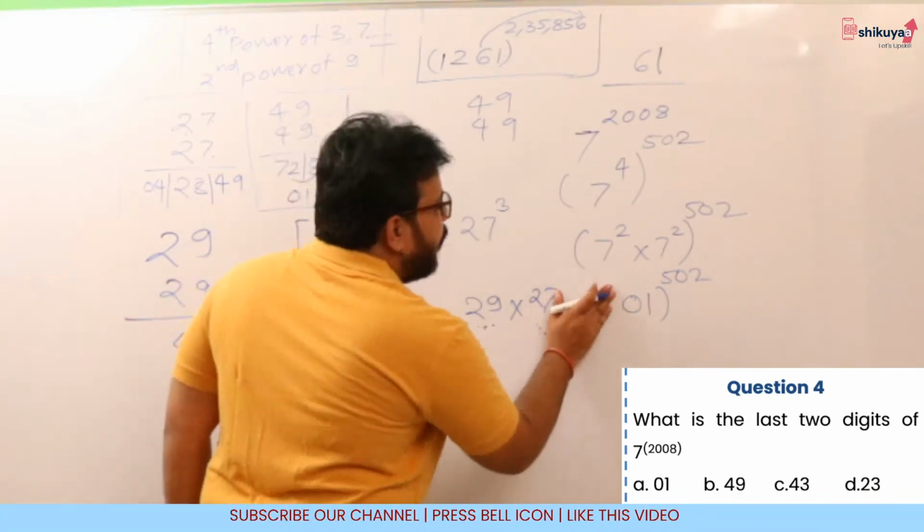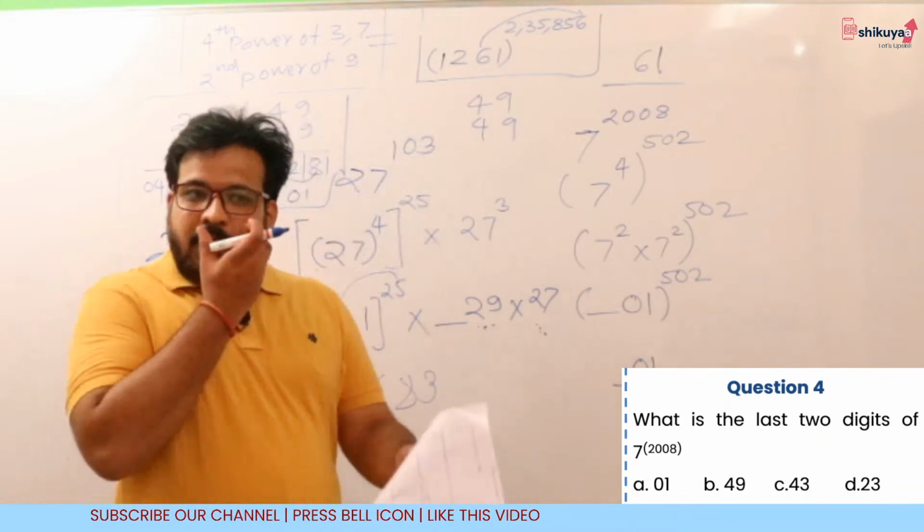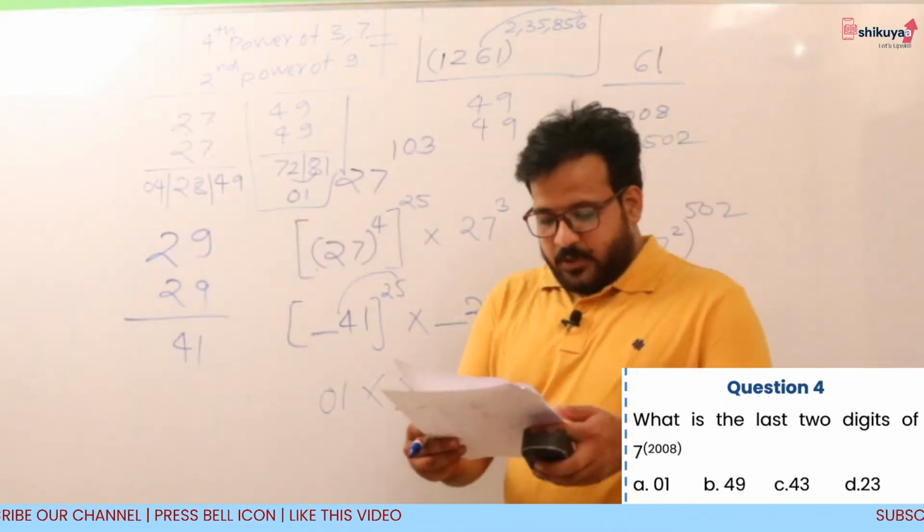But there is no point in calculating this. The answer must be 0, 1. There has to be 0, 1. Perfect, Misbah. Perfect, Divya. Perfect. So now you are able to do that.